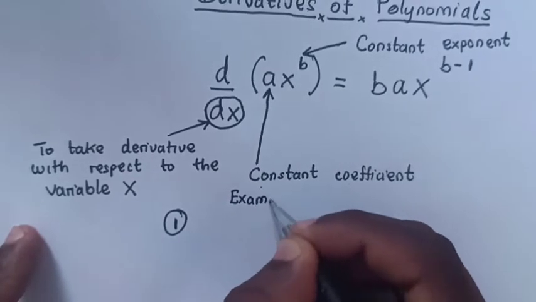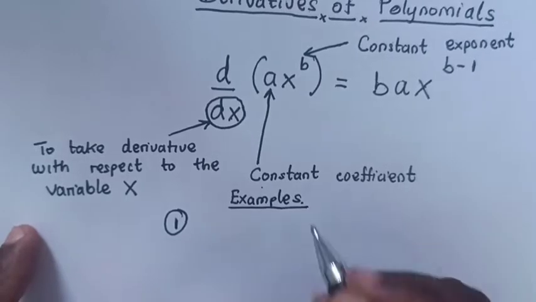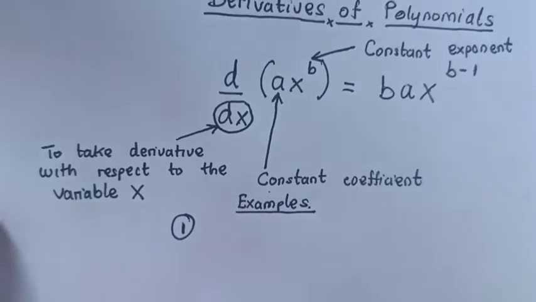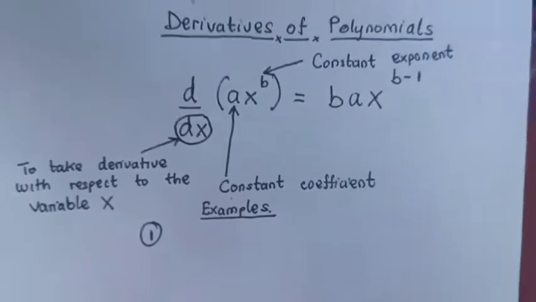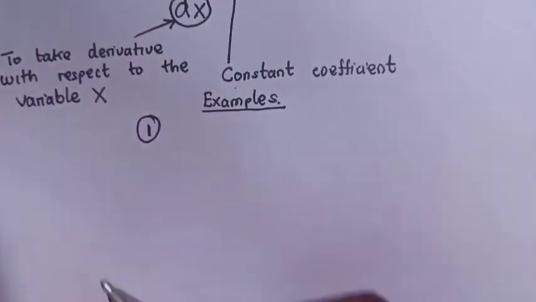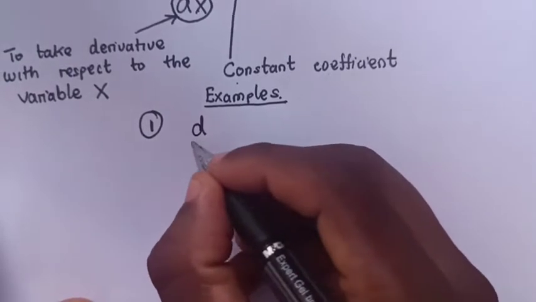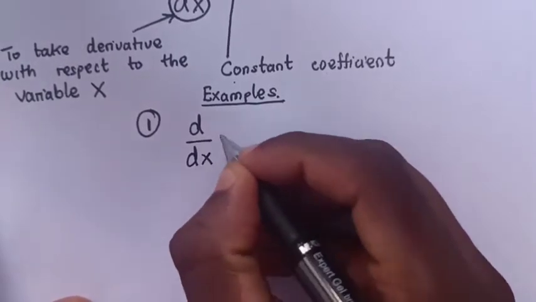Now let's start with examples. We are doing 12 examples. At the end, you'll be competent with derivatives of polynomials. Now let's start with the first example.